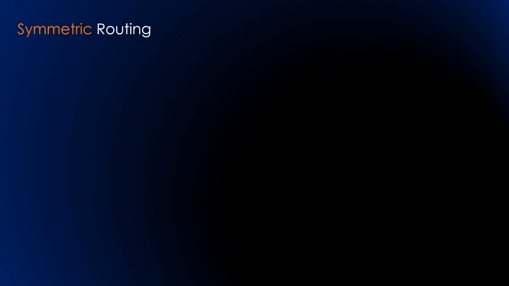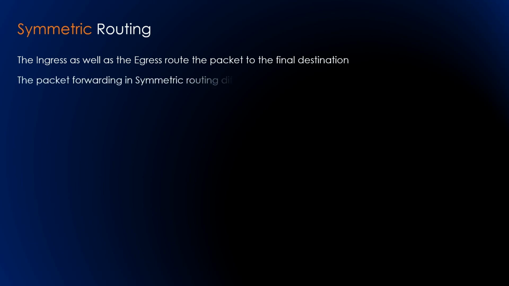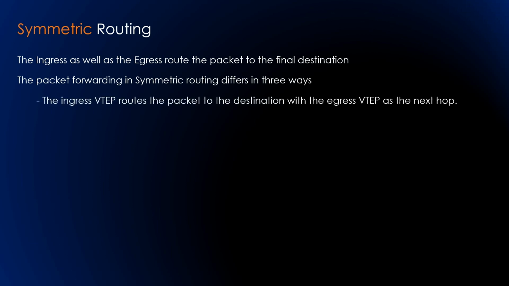If you remember, in asymmetric routing, the ingress VTEP routes and the egress VTEP bridges. Whereas in symmetric routing, the ingress as well as the egress router routes the packet to the final destination. So the packet forwarding in symmetric routing differs from asymmetric routing in three different ways. First, the ingress VTEP routes the packet to the final destination with the egress VTEP as the next hop.